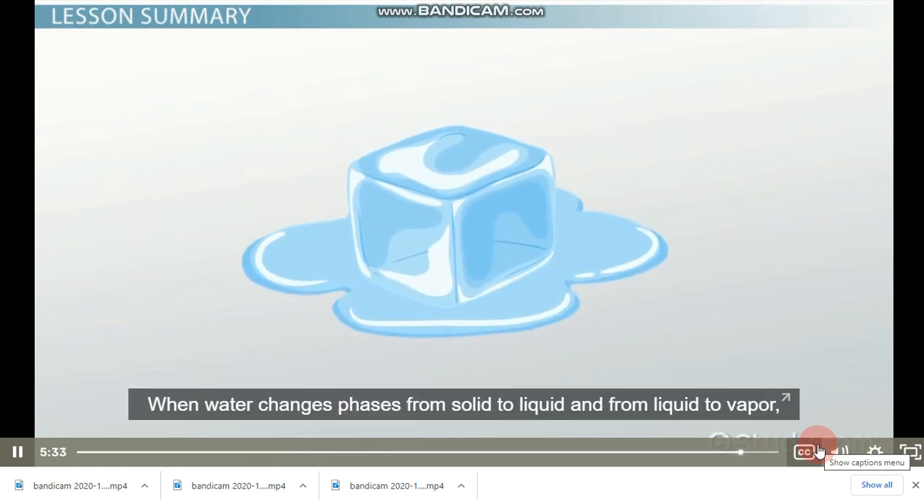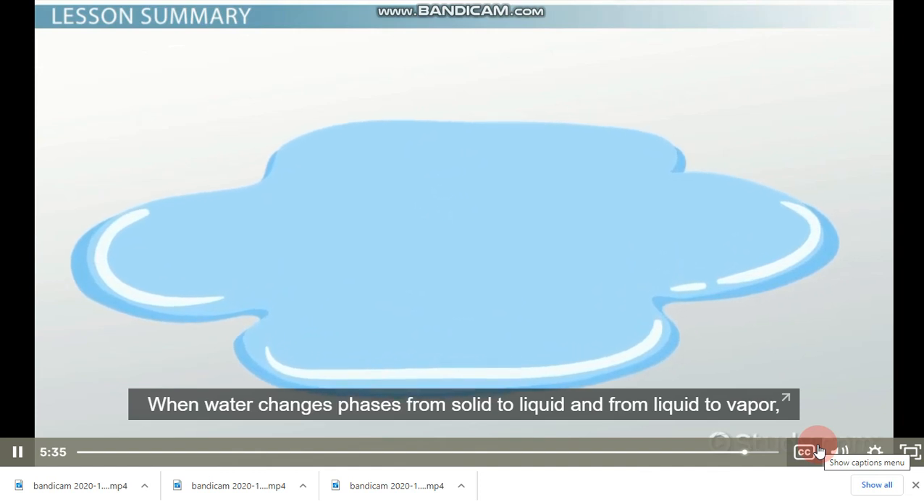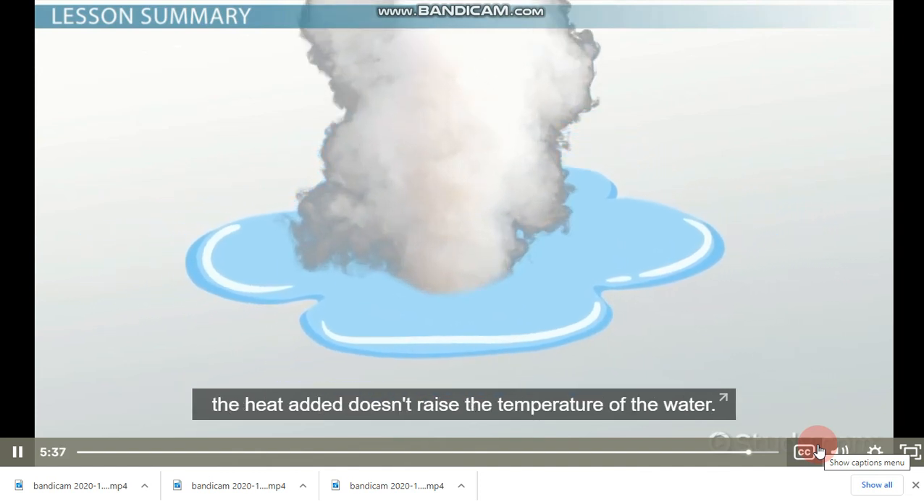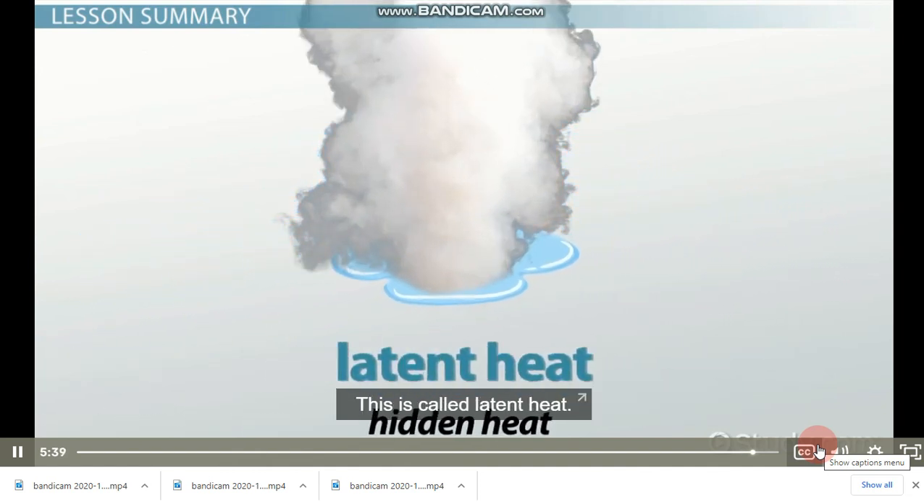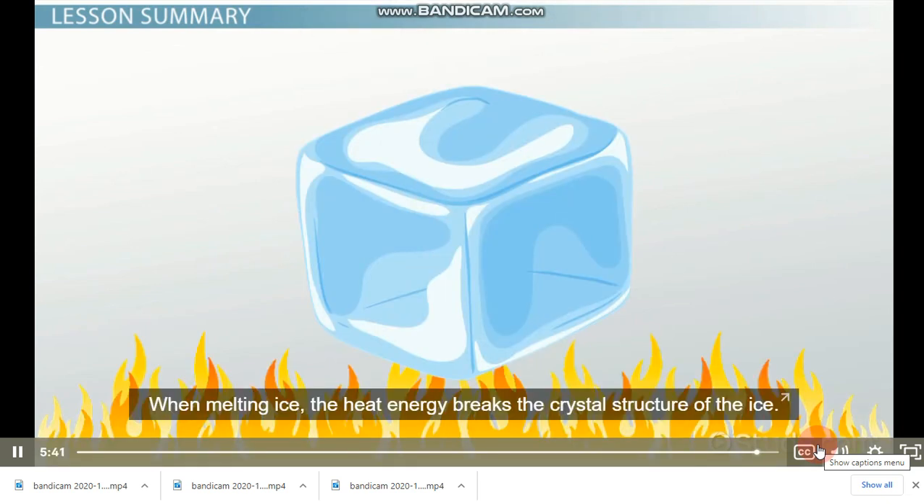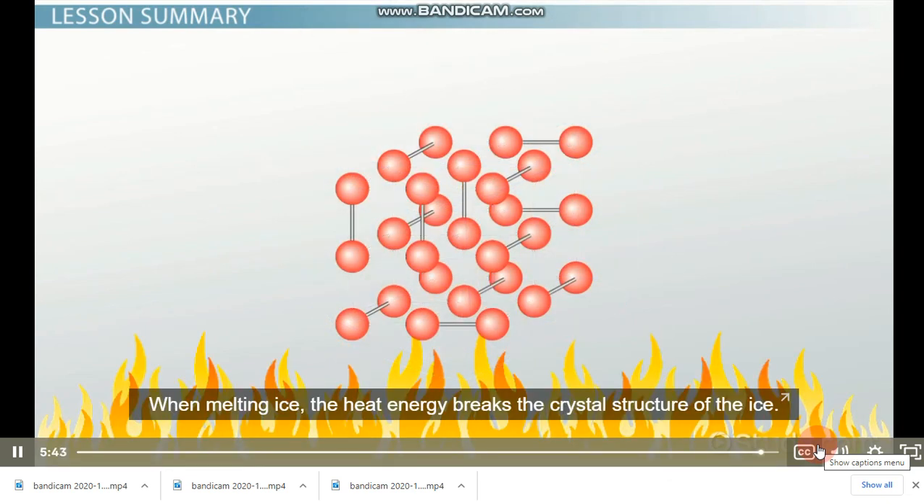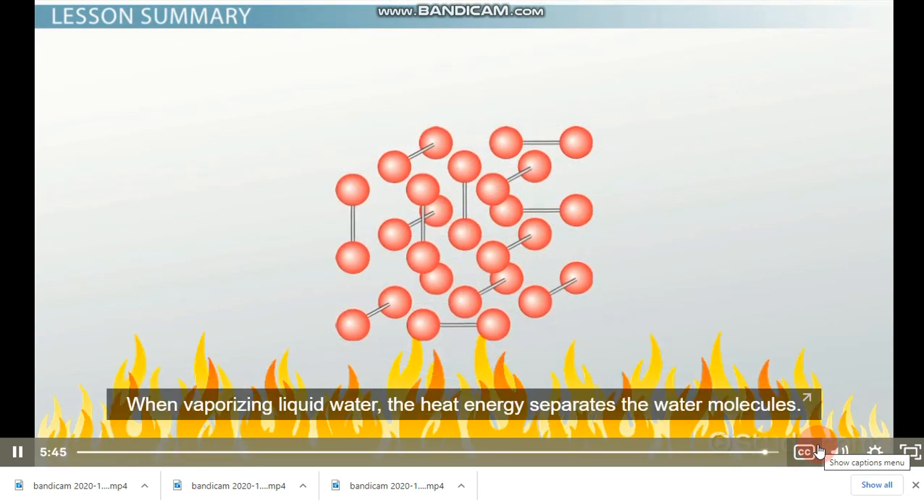When water changes phases from solid to liquid, and from liquid to vapor, the heat added doesn't raise the temperature of the water. This is called latent heat. When melting ice, the heat energy breaks the crystal structure of the ice. When vaporizing liquid water, the heat energy separates the water molecules.